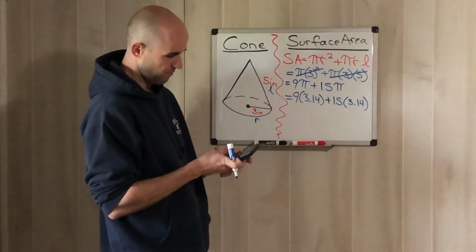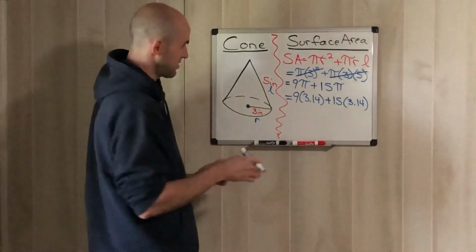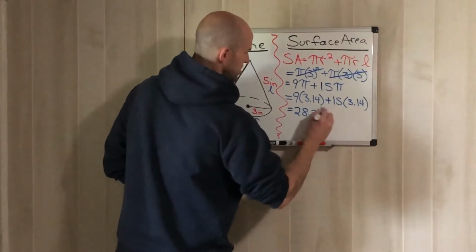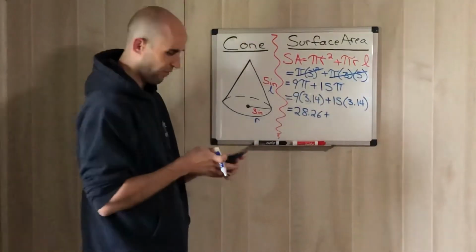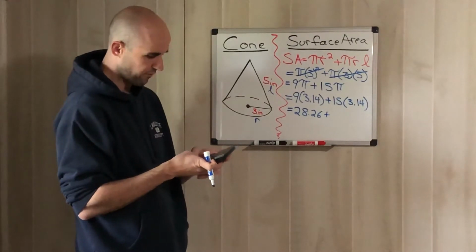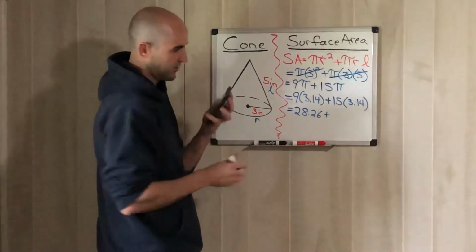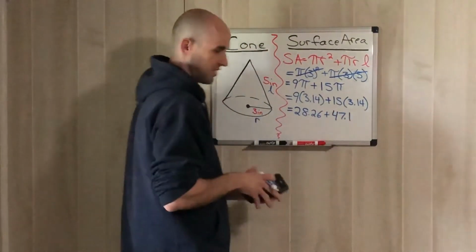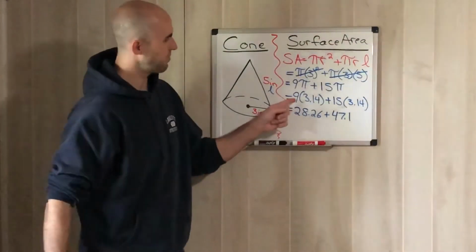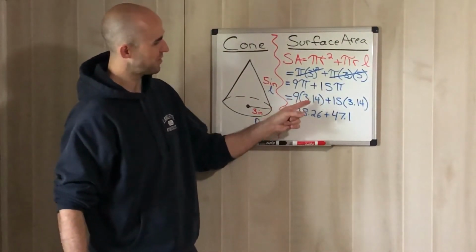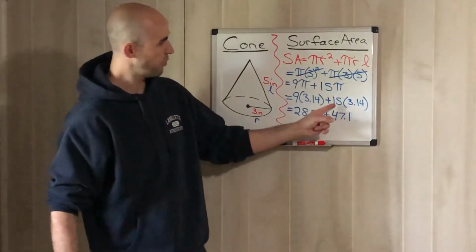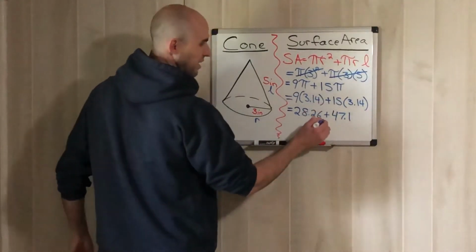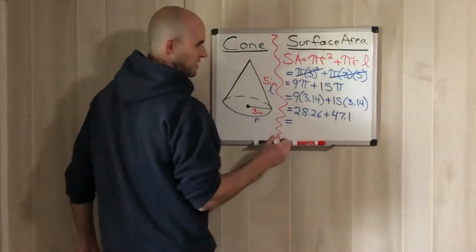And once we get to that point, 9 times 3.14 gives us 28.26, right? So we have that. Now we would do 15 times 3.14, which would give us 47.1. And again, all I did, I just multiplied the term times pi. So when we did 9 times 3.14, it gave us 28.26. When we did 15 times 3.14, it gave us 47.1. Since there's a plus sign, we brought it down. And now it's just a simple step of just adding them up.